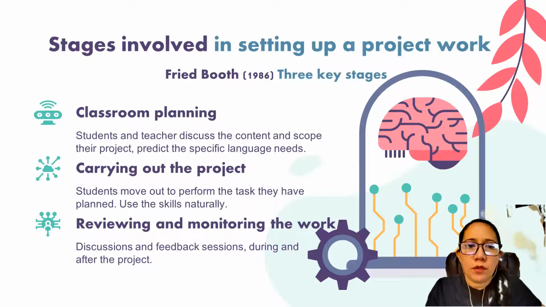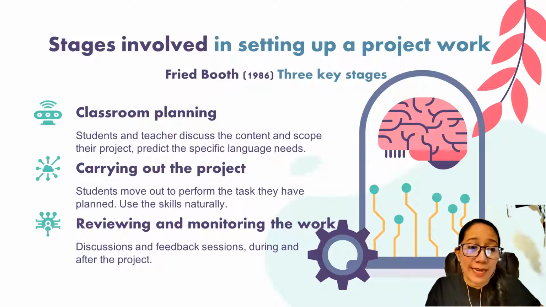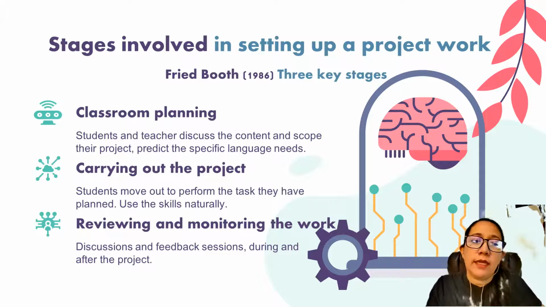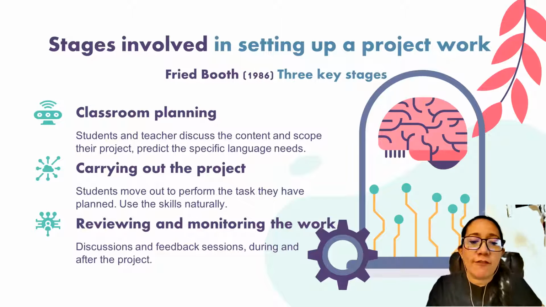According to Fried-Booth, 1986, there are three key stages. Those are classroom planning, where students and teachers discuss the content and scope of the project and predict the specific language needs. The second is carrying out the project. Students move out to perform the task they have planned, using the skills naturally. And the last one, but not least, reviewing and monitoring the work. These may be discussions and feedback sessions during and after the project.